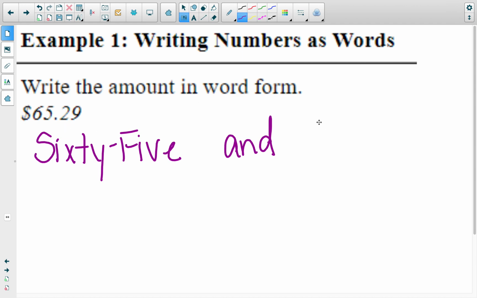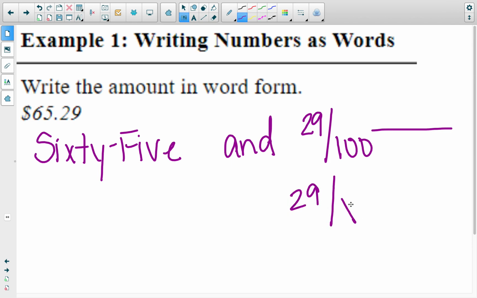Instead of writing out the word 29 cents, I'm going to write 29 as a fraction out of 100. That's the way that we write cents for checks. You may also see this, some people when they write checks, they'll write it 29 over XX or 29 over 00. Any of those three ways of writing checks is acceptable.